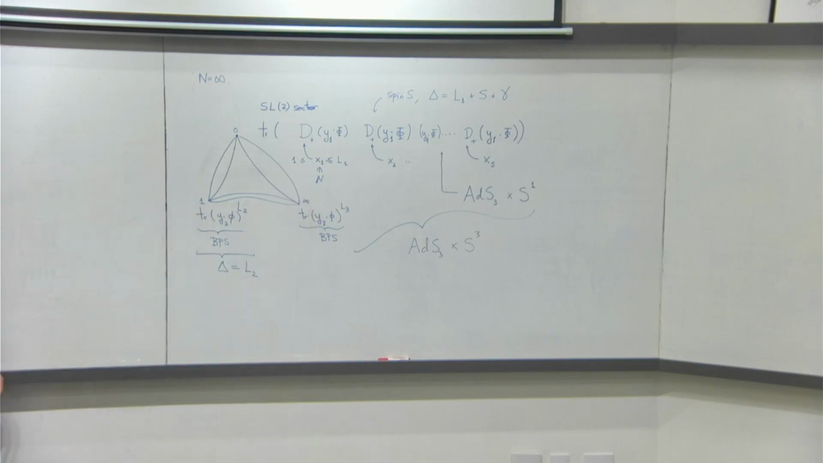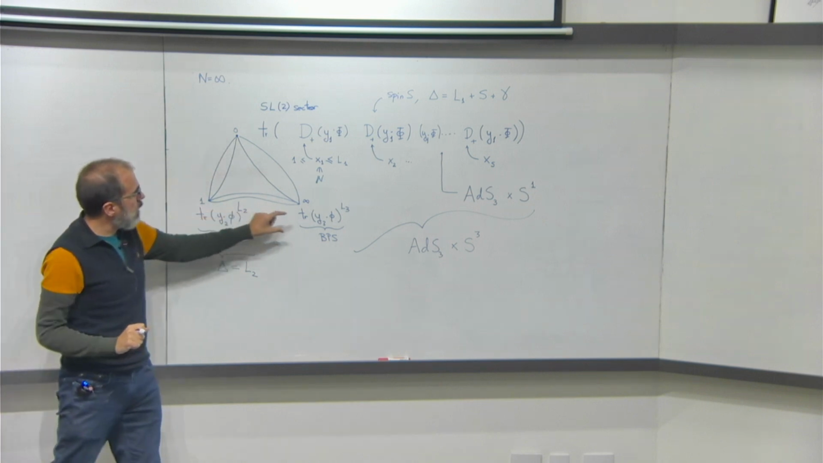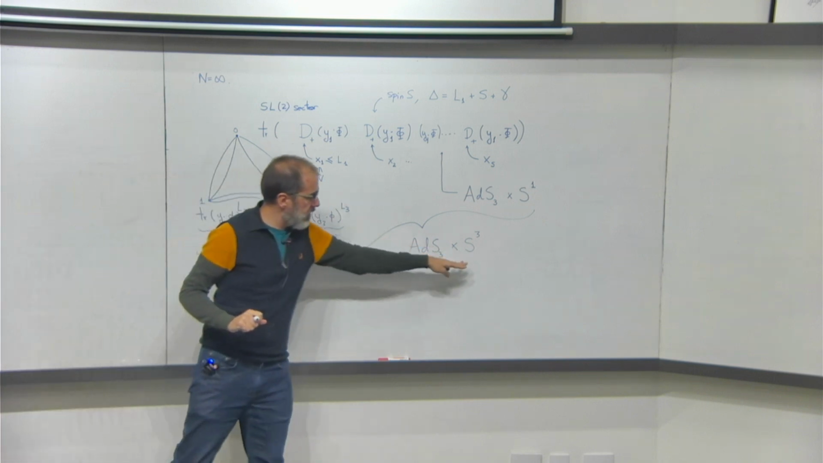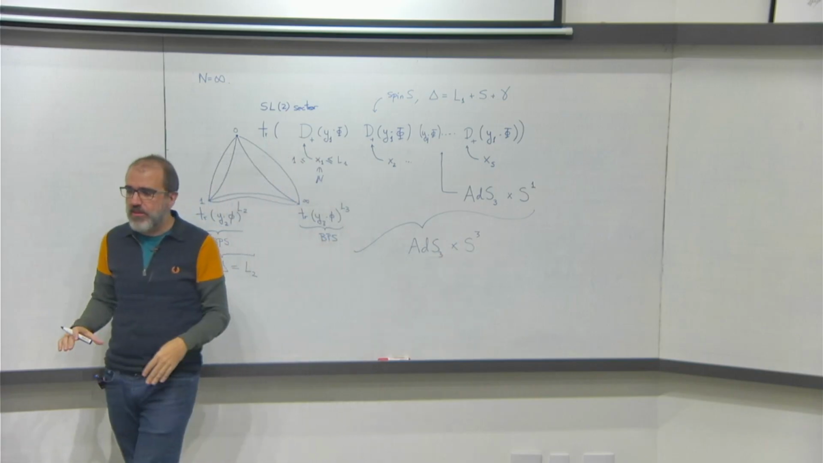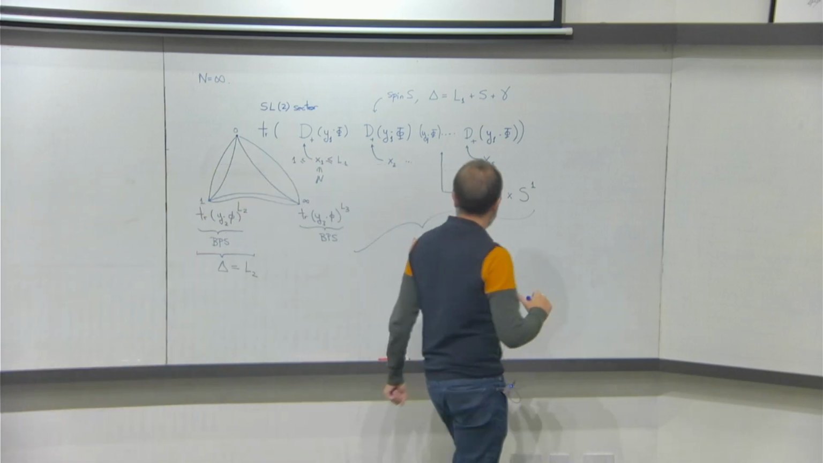In the same way that we can put the points at 0, 1, infinity, I can rotate this y1, y2, y3 so that I don't use the full S5. I can just use some S3. And this would be some complicated string configuration a priori that would live in this subspace of AdS5 times S5.